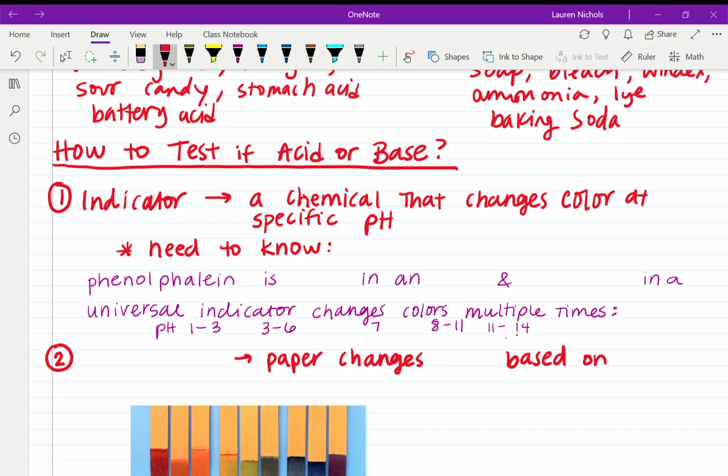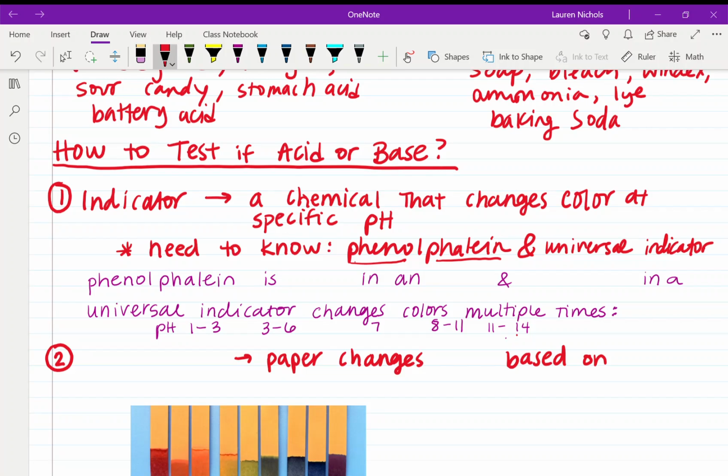And so two that you really need to know are phenolphthalein, which, yes, is a complicated word to spell, but it's phenolphthalein. The pH makes kind of an F sound. And the other one you need to know is the universal indicator. Now, the universal indicator is called the universal indicator not because it's one magical indicator that does it all, but because it's a mixture of regular indicators that make it change colors multiple times.